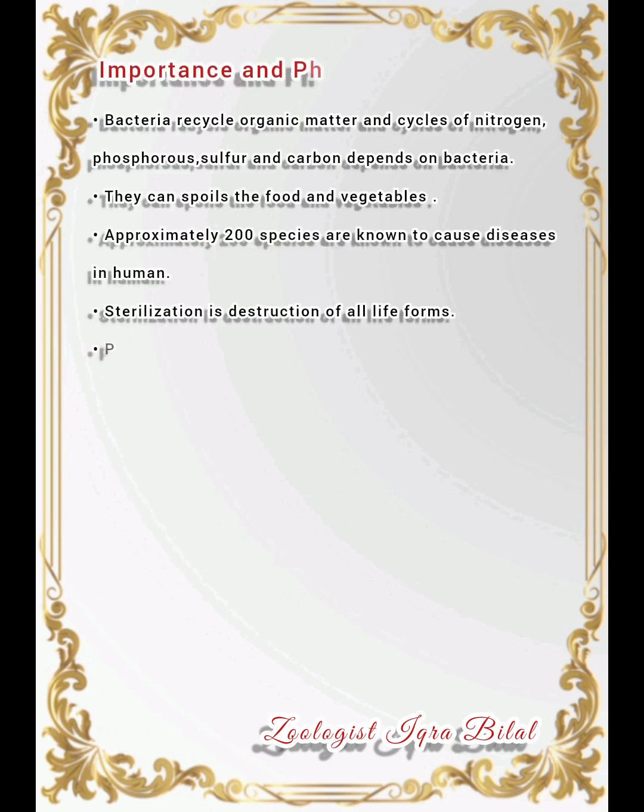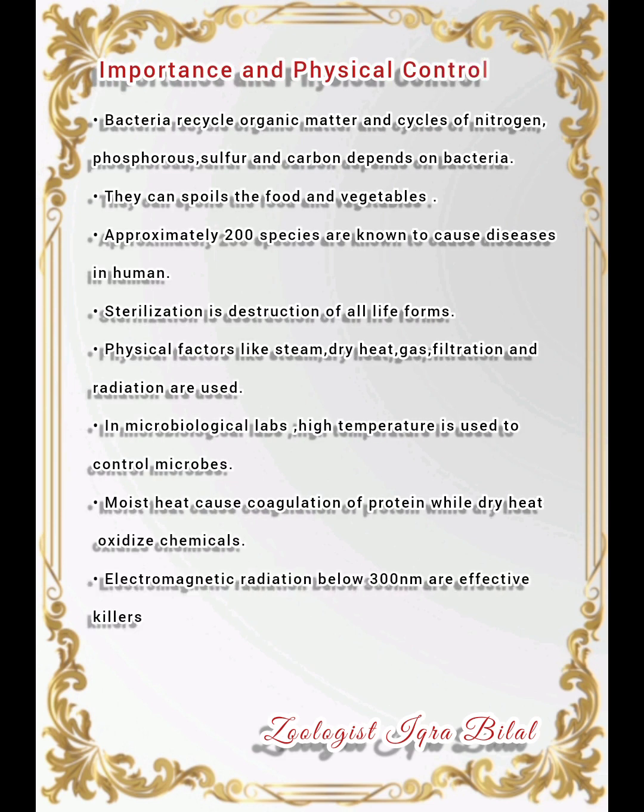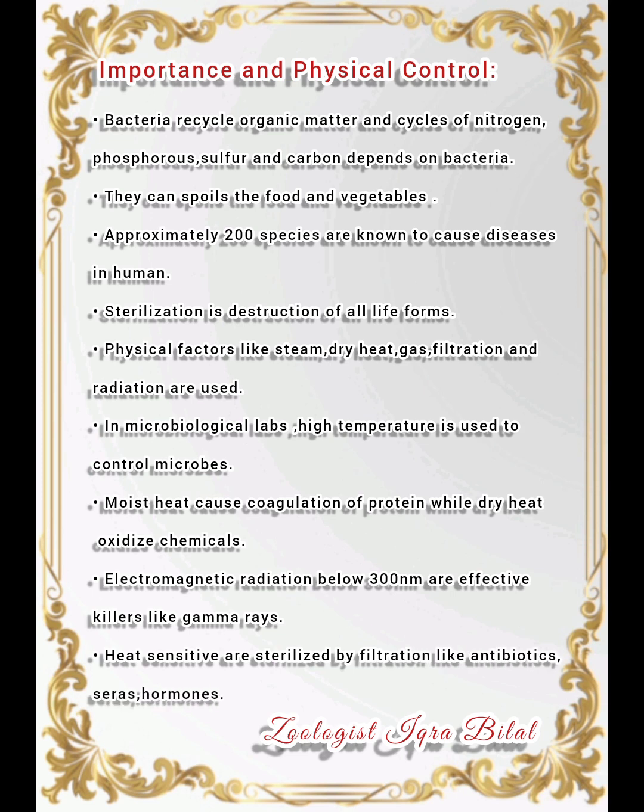Importance and physical control. Bacteria recycle organic matter and cycles of nitrogen, phosphorus, sulfur and carbon depend on bacteria. So these cycles will not work if bacteria is absent. They can spoil the food and vegetable. This is common importance. Approximately 200 species are known to cause disease in human. Means 200 species which cause diseases in human.